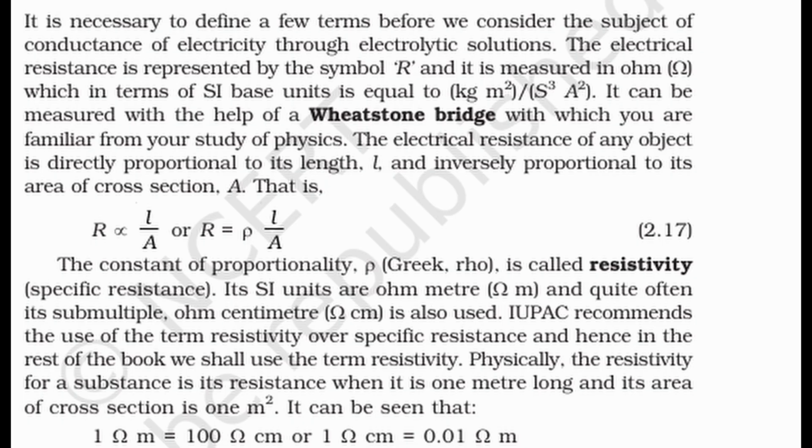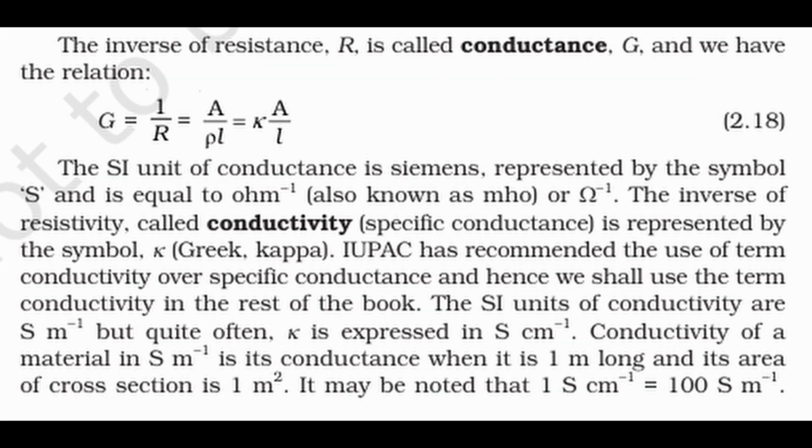Resistivity is a characteristic property of a material and represents the resistance of a conductor that is 1 meter long with a cross-sectional area of 1 square meter. Lower resistivity means easier flow of current. The reciprocal of resistance is called conductance. Its SI unit is Siemens.